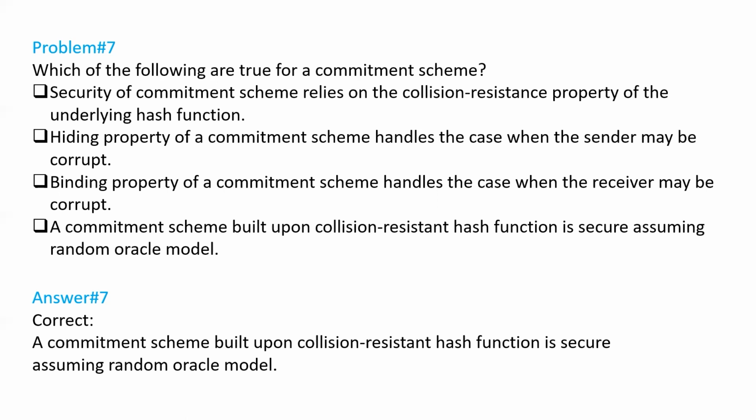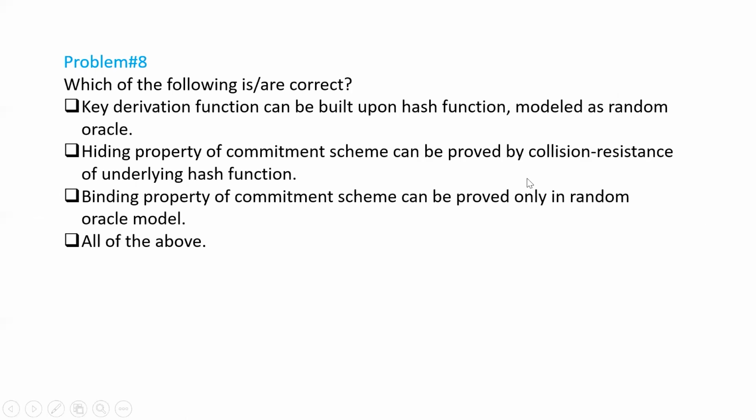Whenever a commitment opens, the underlying message committed under the commitment C should never change. So such M1, M2 cannot be found. So yes, that's why binding property of commitment scheme handles this case when the sender may be corrupt. Second and third option are wrong. Okay. Proceeding to the next question.